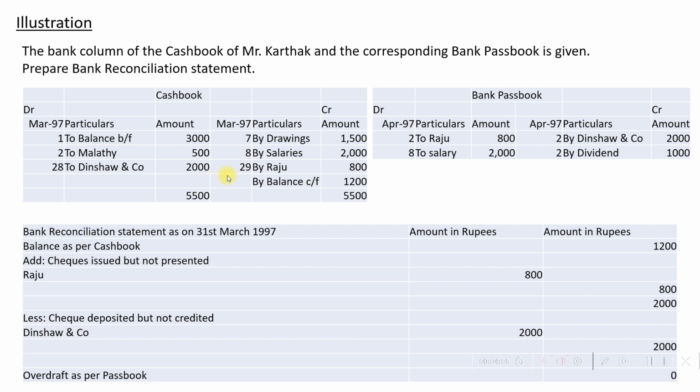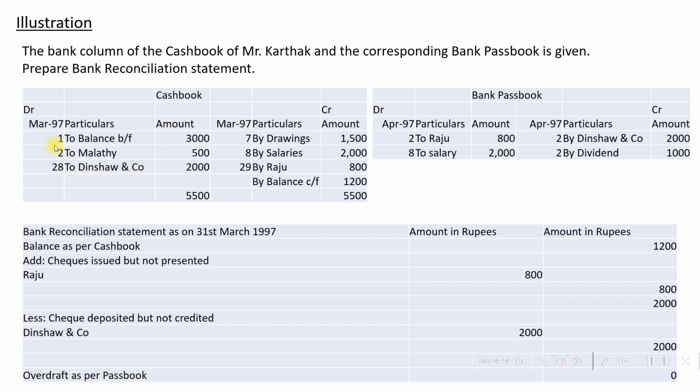There is also another entry on March 29th, 1997, for Raju for 800 rupees, which also figures in the bank passbook on 2nd April 1997 to Raju, 800 rupees. These are the common entries between the cash book and passbook abstract. While we prepare the bank reconciliation statement, these common entries are put in it. Now let us closely examine what those transactions are.